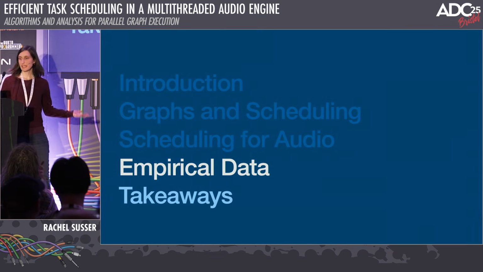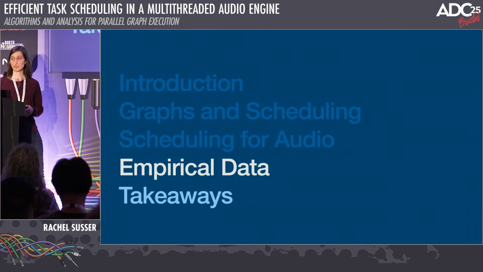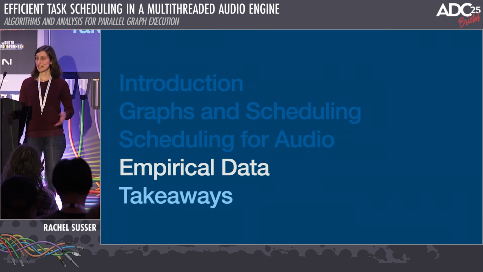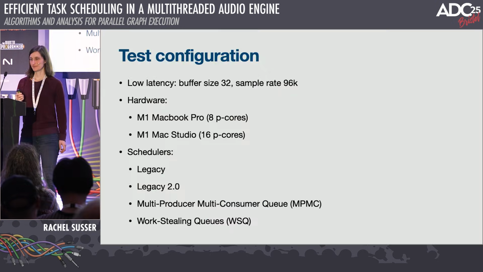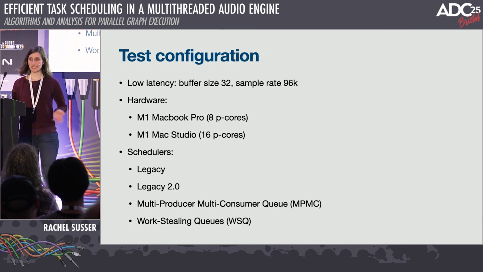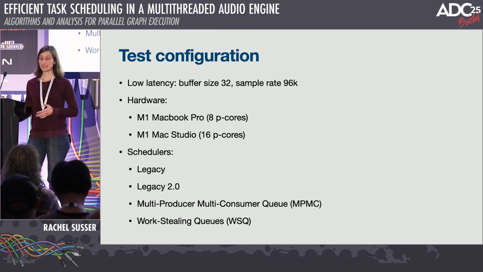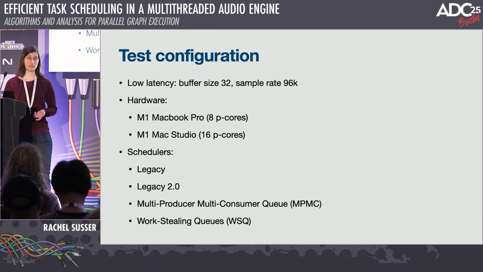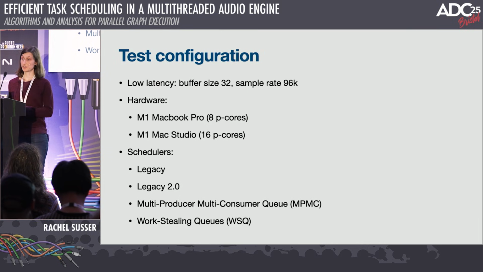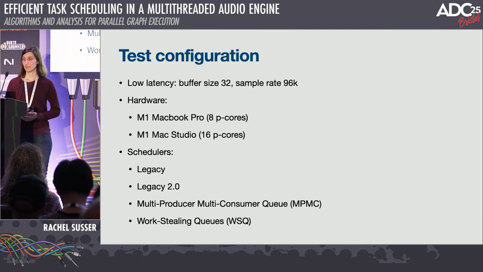So now that we have a general idea of how these different approaches work, let's take a look at how well they perform in the real world. A bit about my testing setup. As you remember, we have to execute the entire graph every buffer. So all of these tests were run with very low latency, about 333 microseconds per buffer. So any small inefficiency is really going to show up.